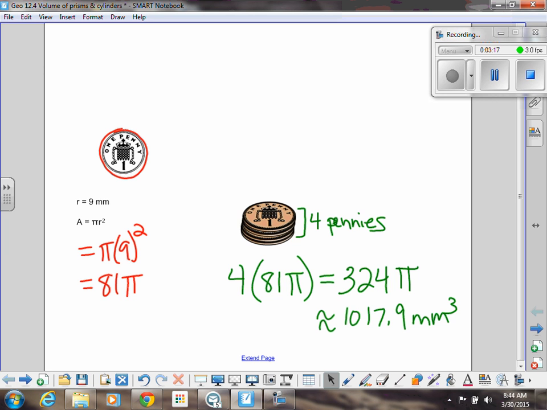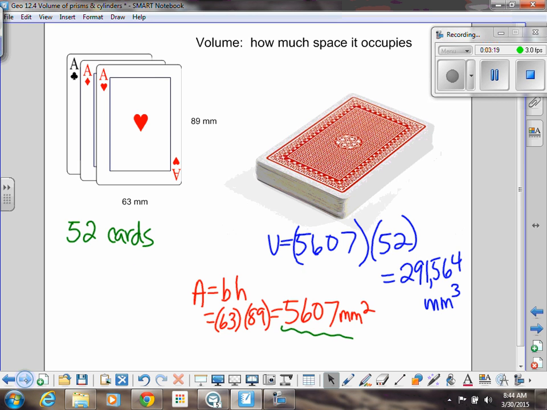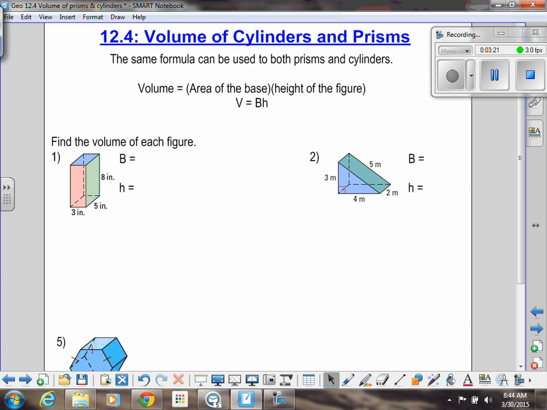So let's go to our guided notes, and we're looking at volume of cylinders, and here's our formula. For the volume formula, we're just going to be doing the area of the base. Remember, this is like either the area of a card or the area of a penny. And then the height of the figure, that's like how many of them we had.